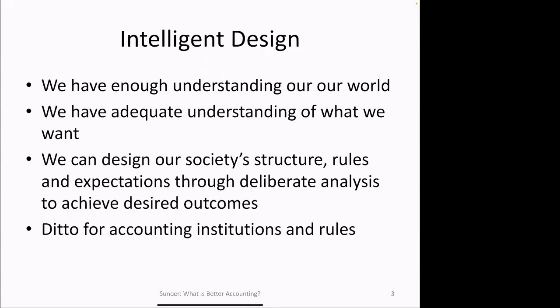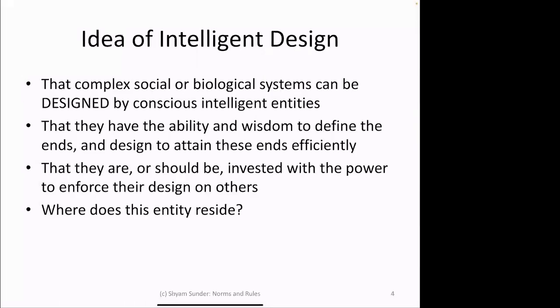So first, intelligent design assumes we have enough understanding of our world and adequate understanding of what we want, and we can design the structures of society through deliberate analysis to achieve the desired outcomes, and apply that to accounting institutions and rules. We can design the rules in a way so as to achieve our goals. The idea of intelligent design is that complex social or biological systems, and social systems are at least as complex as biological systems, can be designed consciously, that people have the ability and wisdom to define the goals and achieve them through design, and that they are or should be invested with the power to enforce the design on others.